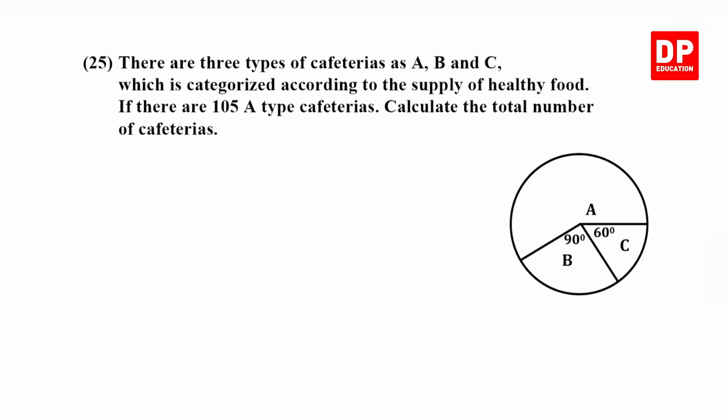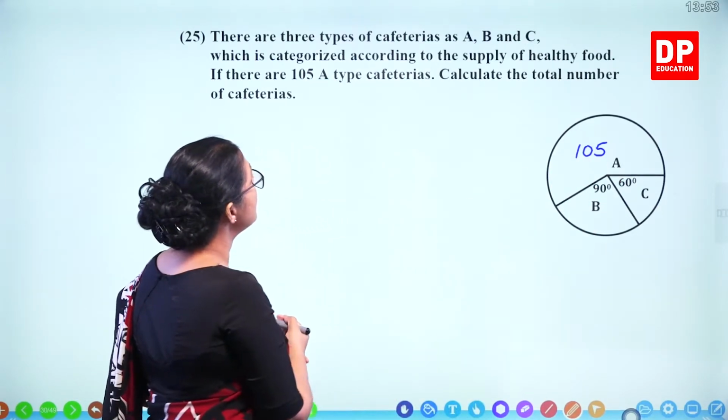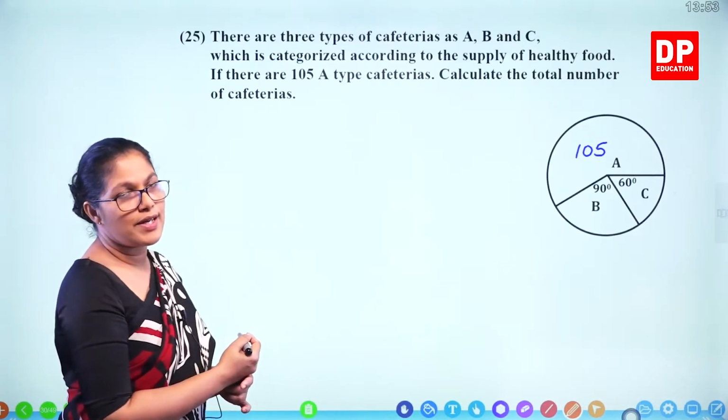And last question in part A. There are 3 types of cafeterias as A, B and C, which is categorized according to the supply of healthy food. If there are 105 A type of cafeterias, calculate the total number of cafeterias.